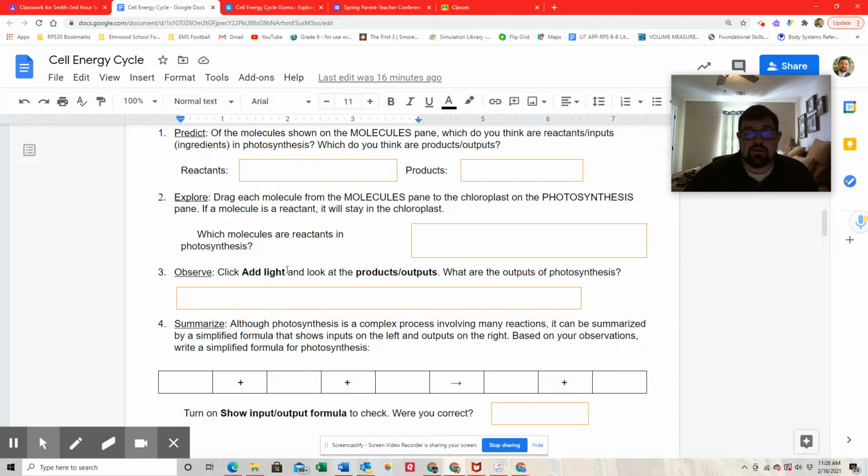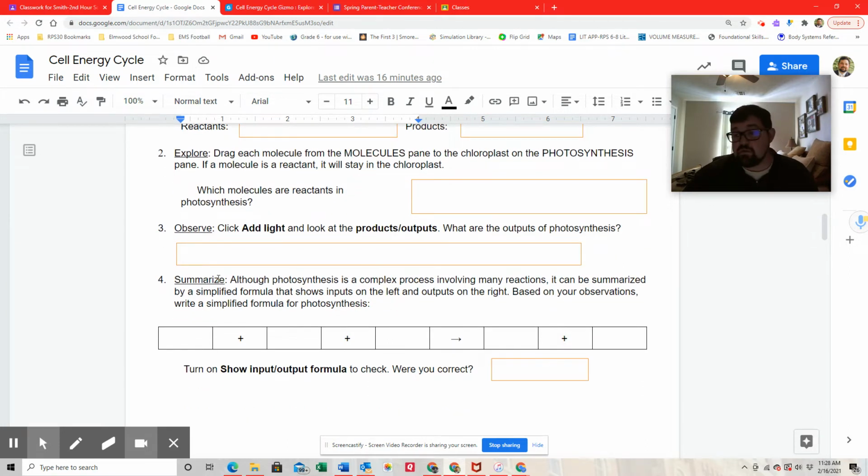3, you're going to observe. So for them, it says add lights, and you can say, what are the outputs of photosynthesis? So this is basically what is our products, reactants, products, okay? And then summarize, that's where we're taking our reactants and our products, and we're putting it into something that makes sense in science. And this is a very big part of your test. Do you understand the chemical equation for photosynthesis? So we've set that up for you.